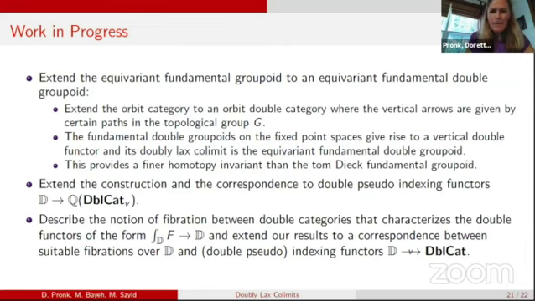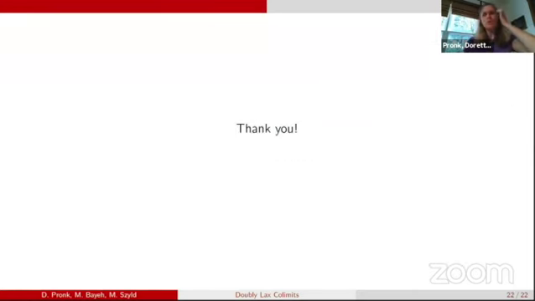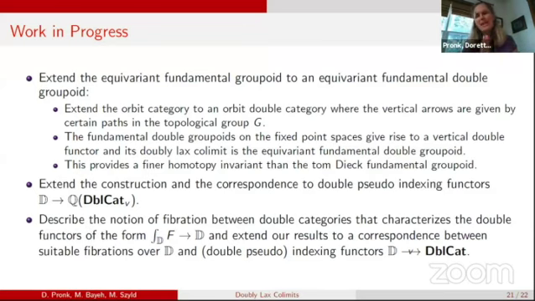But the goal is then to extend the results further and then also obtain a notion of fibration for double categories that would fit with the images that we would get under the Grothendieck deconstruction. So we would like to be able to characterize these functors into D that are coming from the Grothendieck deconstructions, and we have also a goal there, but we have a conjecture, but we're still working on the details there.